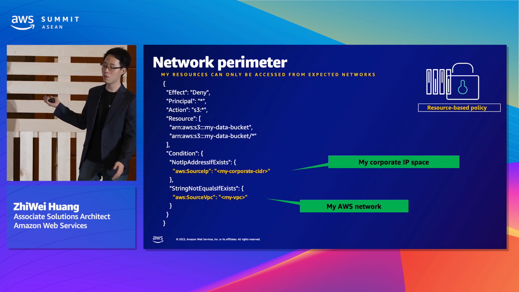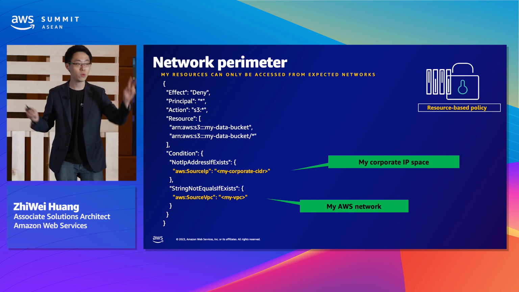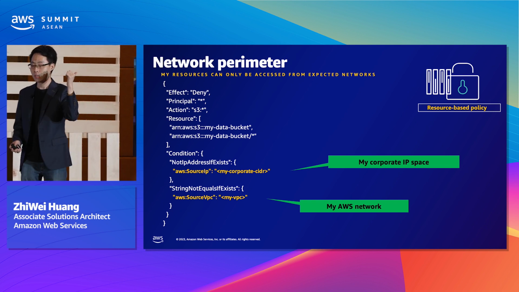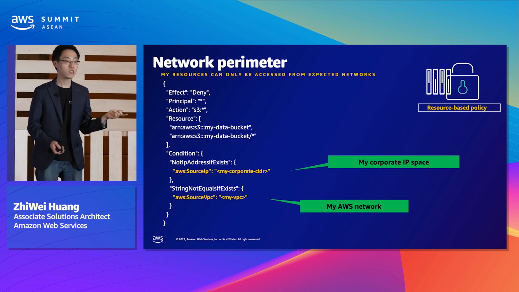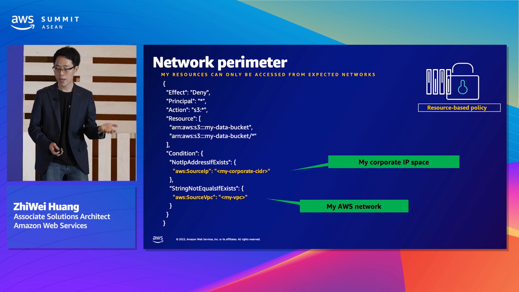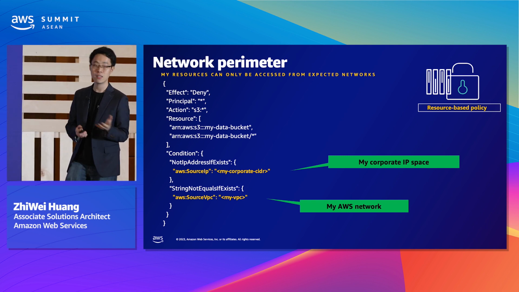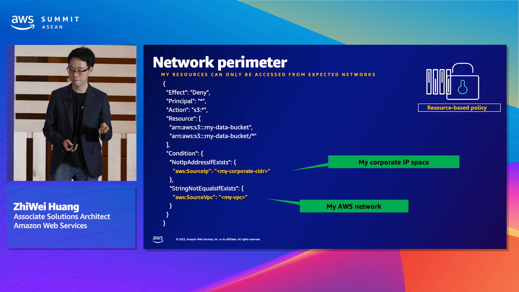So this is an example of a resource-based policy. In this bucket policy, you'll be using two primary condition keys. One, source IP, and two, source VPC. Source IP is to allow you to specify your corporate IP address range, and source VPC is to specify the IDs of the VPCs that belong specifically to your organization.